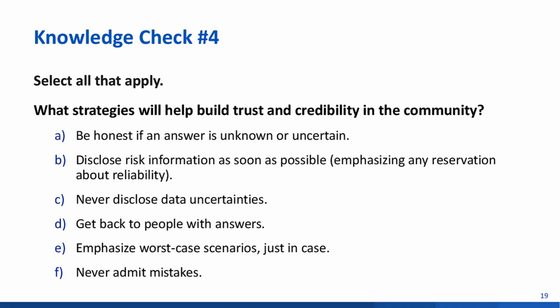A. Be honest if an answer is unknown or uncertain. B. Disclose risk information as soon as possible, emphasizing any reservation about reliability. C. Never disclose data uncertainties. D. Get back to people with answers. E. Emphasize worst-case scenarios just in case. F. Never admit mistakes. Let's take about 10 seconds for you to answer.